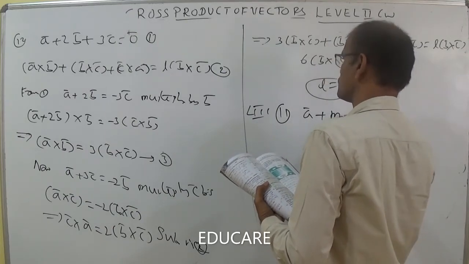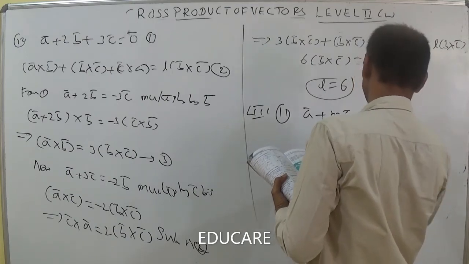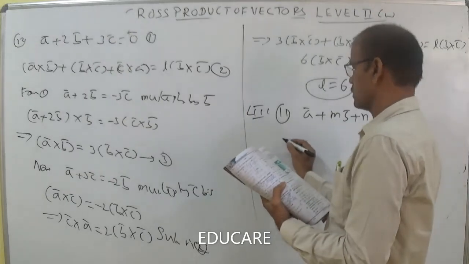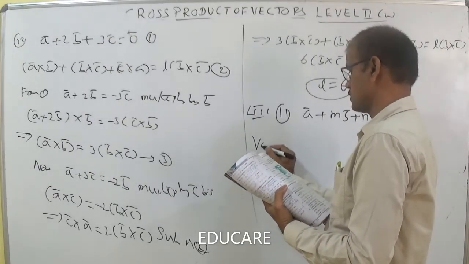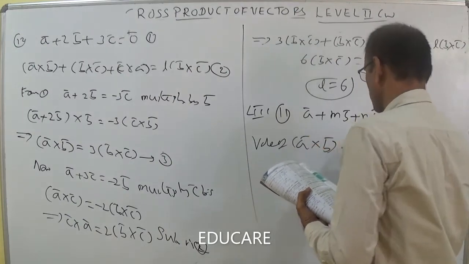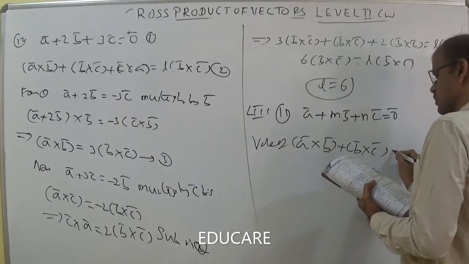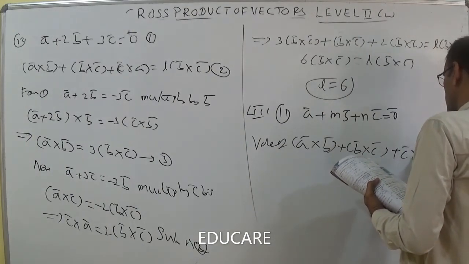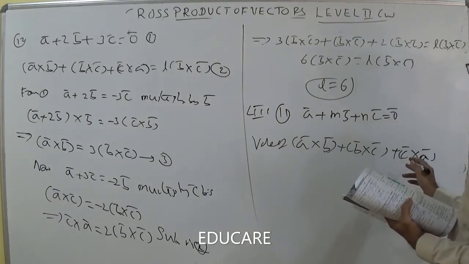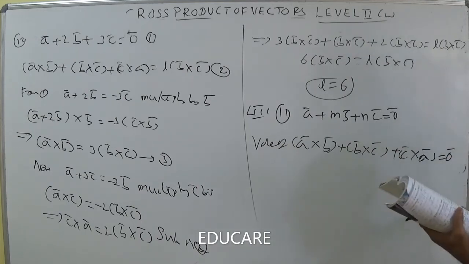A bar plus M B bar plus N C bar equal to 0 bar. The value of, he is asking, the value of A bar cross B bar plus B bar cross C bar plus C bar cross A bar. That is 0, a null vector again.